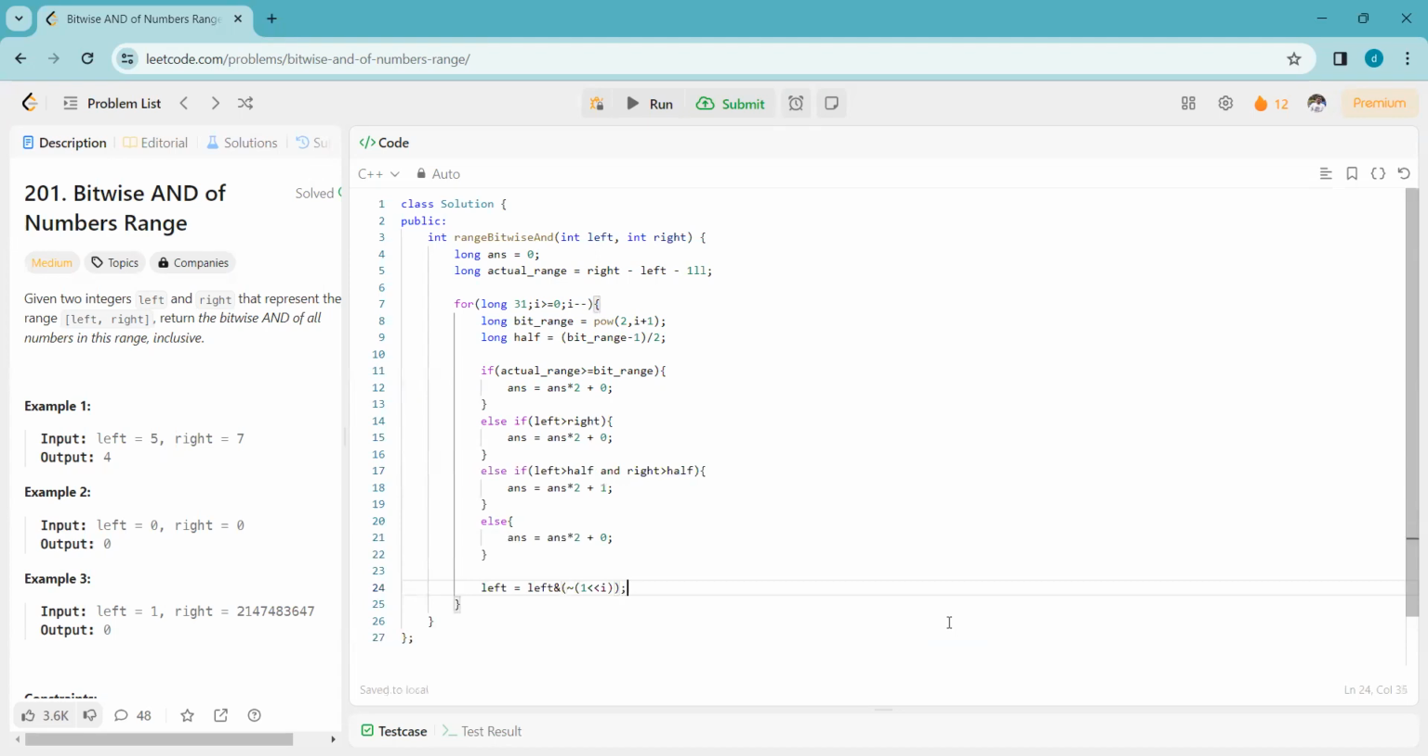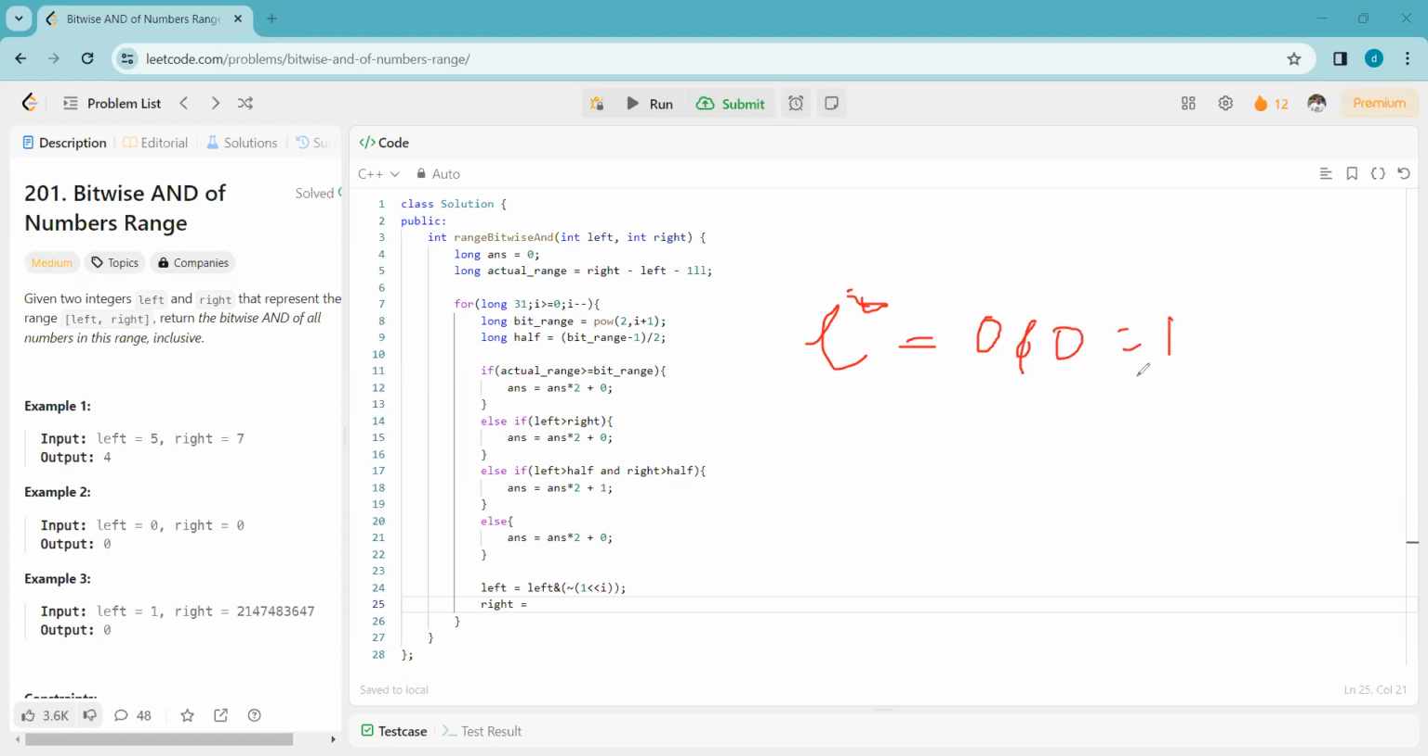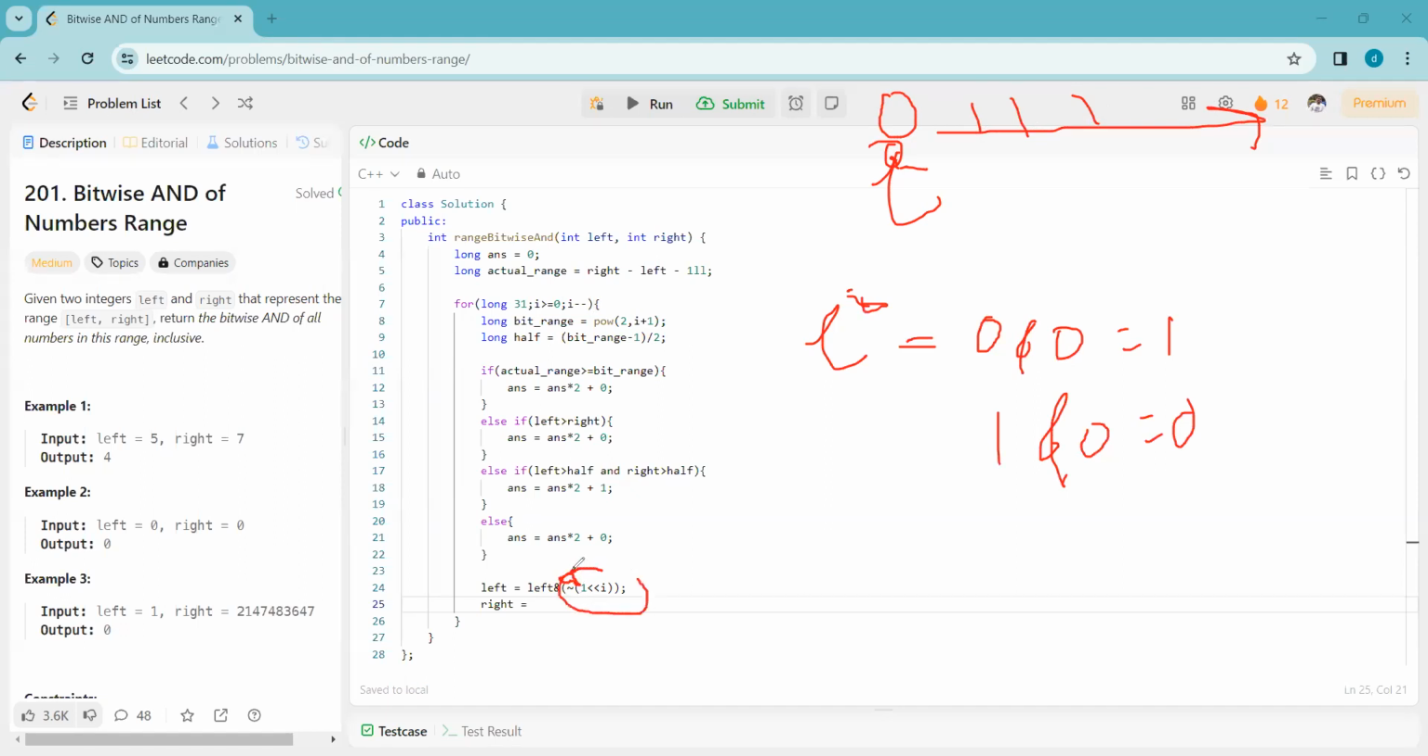So this will negate that bit position. If the value at the ith bit position is 0, then 0 and 0 is 0. If it contains 1, then also 1 and 0 is 0. And for the remaining, since we are negating, the ith bit will contain 0 and the bits to the right of that ith bit will contain 1. So this is the complement of 1 left shift I.